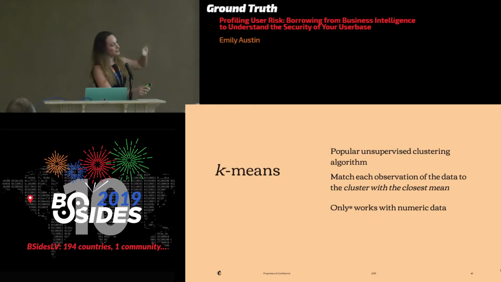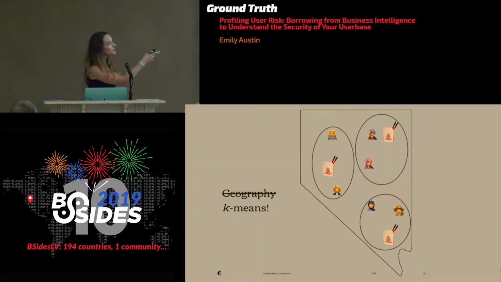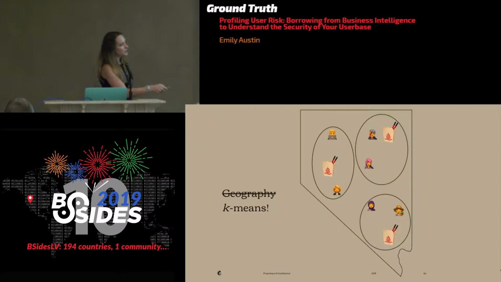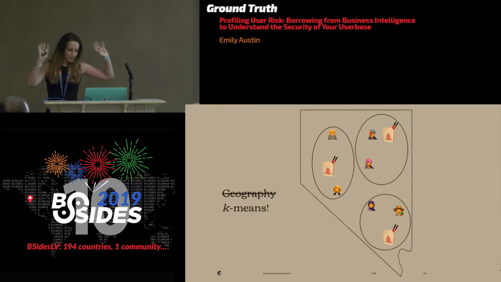This part wasn't so fun, but anyway. K-means is essentially a distance-based algorithm, and I will point out it only works with numeric data, which will be important. The way it works is just like the geographic segmentation we talked about earlier. It takes a distance measure for each of the data points. These will be your cluster centers, the restaurants, and it measures the distance from each data point to each cluster center, and then assigns each data point to one of those clusters. Cool, okay.